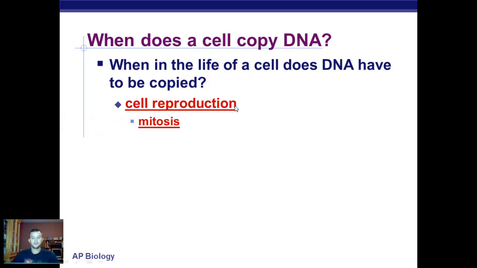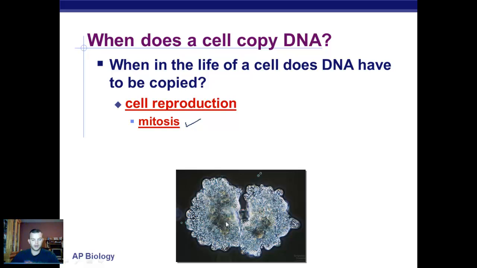So we need the DNA to be copied whenever we're going to have one cell split and become two cells. Each of those sister cells needs to have a full complement of the DNA. So we need to be able to copy the DNA prior to mitosis. And we'll get into the cell cycle a little bit later on in the semester.